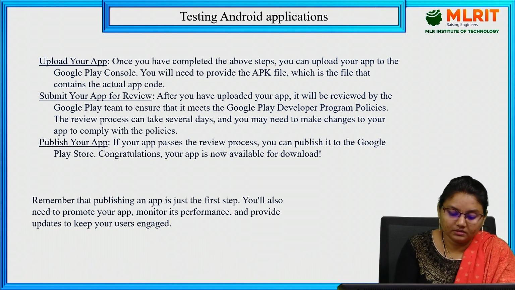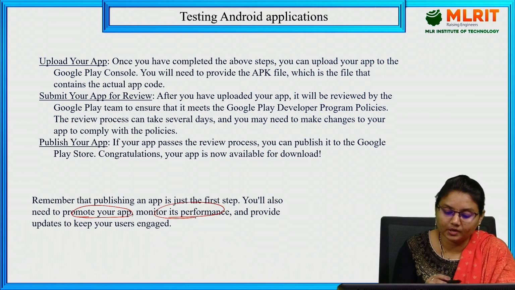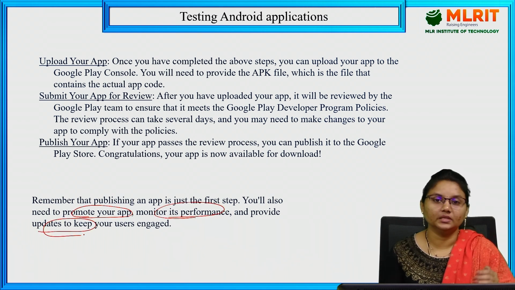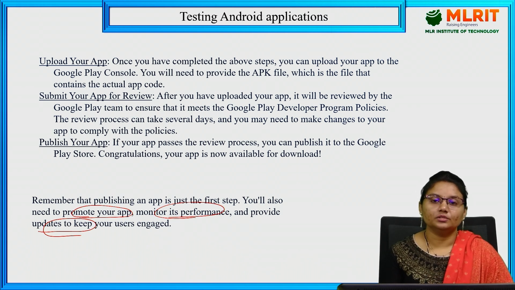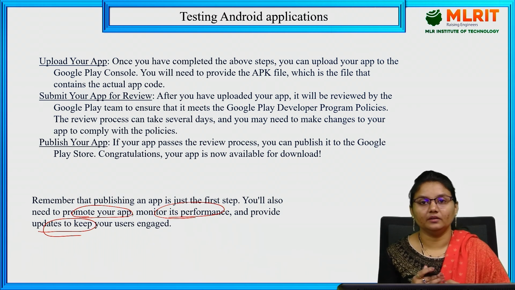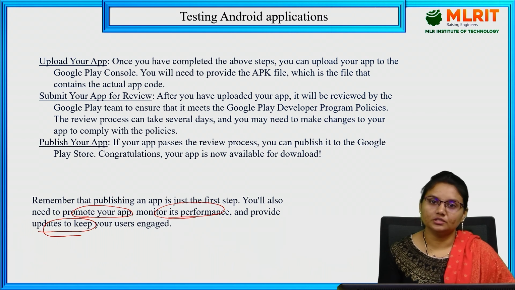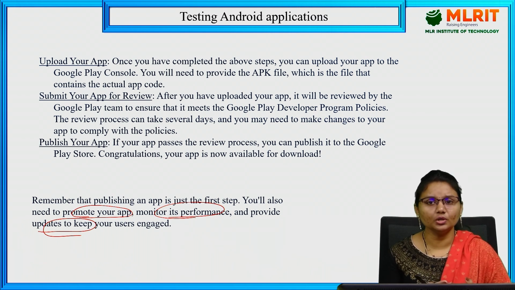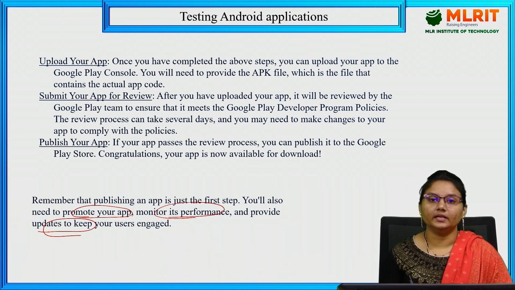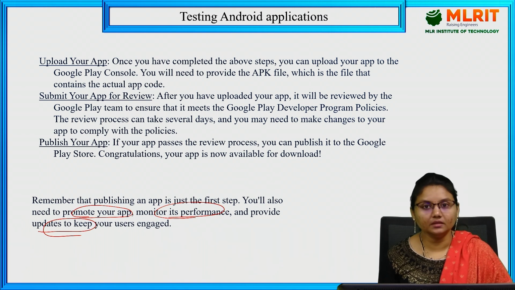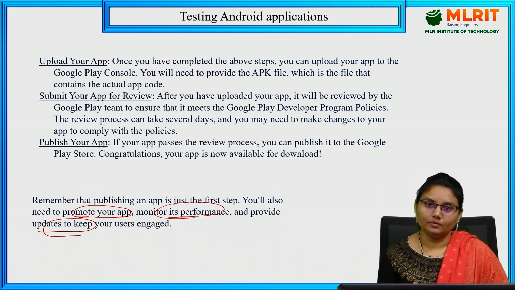Remember, publishing the app is just the first step. You'll also need to promote your app, monitor its performance, and provide updates to keep the users engaged. Whenever you have updates, the users should know about them. If not, the previous versions may not work properly, because you might disable some activities of the previous version. Once this information is given to all the users, they can upgrade and use the updated versions. So this is about publishing the application.